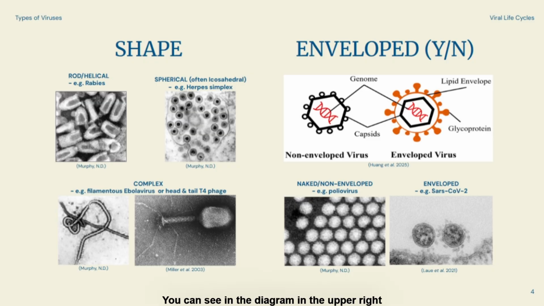You can see in the diagram in the upper right that all viruses have genetic material in the center of their virion, and it is protected by a protein shell called a capsid. For naked viruses, capsid proteins are their primary way of interacting with cells and the environment. But for enveloped viruses, that role goes to the envelope. Typically, the envelope will contain glycoproteins to aid in infecting cells.